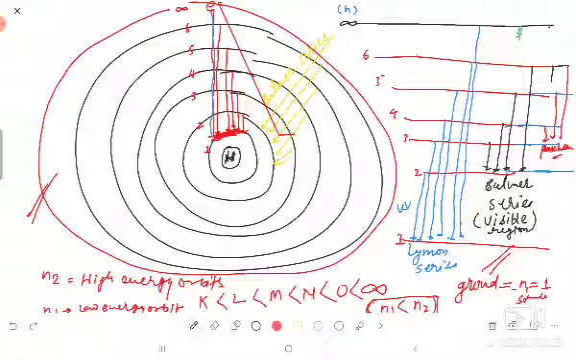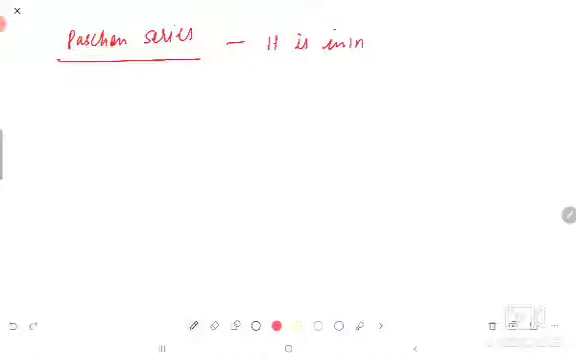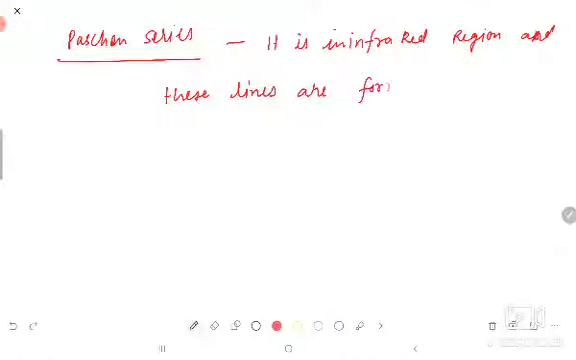So can I go? Two series we have taught. The third series is the Paschen series. It is in infrared, which means you cannot see it with naked eyes. So it is the infrared region. And these lines are formed when, you can see the diagram and tell me, when the electron falls from what orbit to what orbit, Arav?